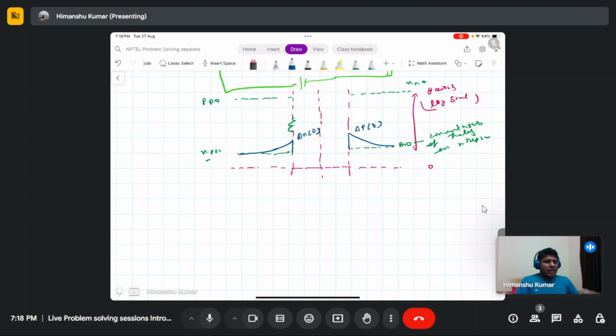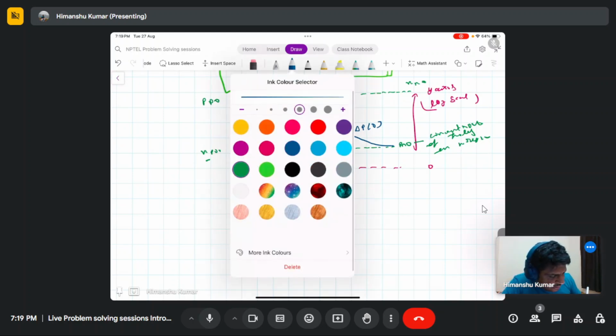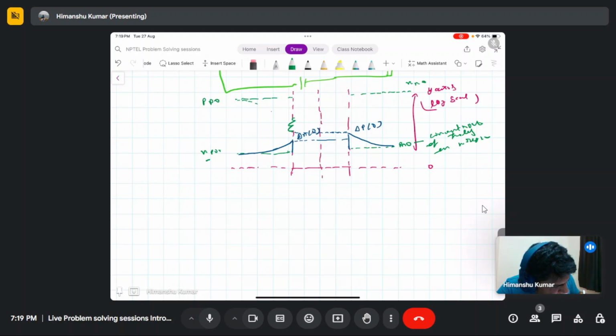Now, if you assume there is no generation or recombination in the depletion region, then you can take this concentration as flat in this region. So you can draw by this, and then you can join this curve by this, and you can get approximately this current. So this current you can draw.